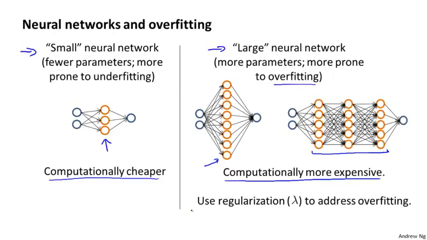And it turns out that if you're applying a neural network, very often using a larger neural network, often it's actually the larger the better, but if it's overfitting, you can then use regularization to address overfitting. And usually using a larger neural network, but using regularization to address overfitting, is often more effective than using a smaller neural network. The main possible disadvantage is that it can be more computationally expensive.